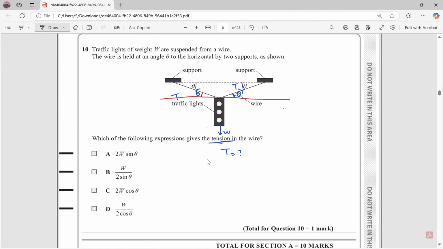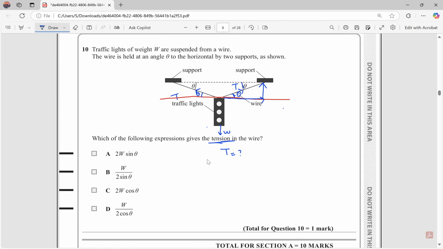Now, let's resolve them. Remember how to resolve forces. You just complete the triangle. There would be one force here, horizontal, along the x-axis, one force along the y-axis, and look at the directions. The directions are very important. If you mess up the directions, you mess up the question.